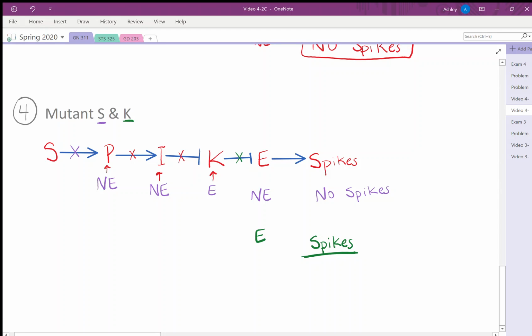However, K also has a mutation. This means that K cannot inhibit E. This allows E to be present and therefore stimulate the formation of spikes. If K did not have a mutation, spikes would not form.